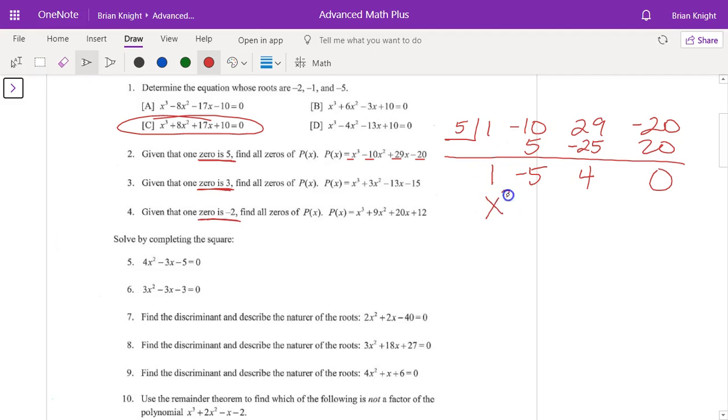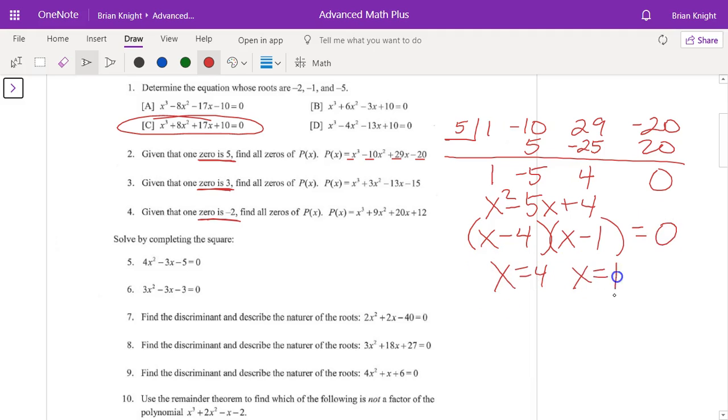So we have left x squared minus 5x plus 4. And we factor those. What two numbers multiply to be 4 and add up to -5? -4 and -1. Set them equal to 0. So x will be 4, and x will be 1. Okay? You can rewrite x is 5 if you want to, but I'm looking for 4 and 1.